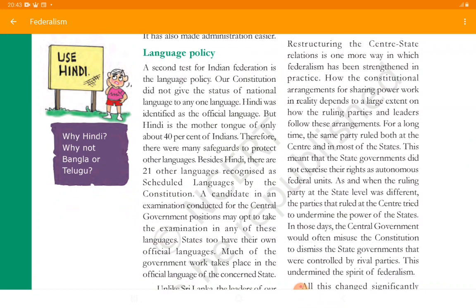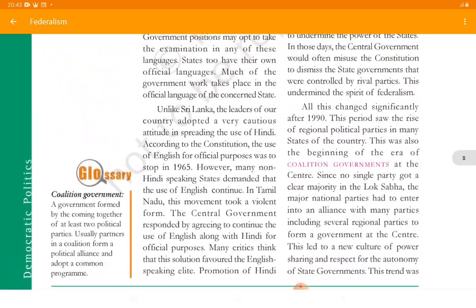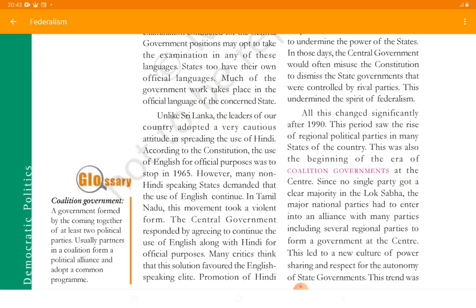There are 21 other languages recognized as scheduled languages by the Constitution of India. A candidate in an examination conducted for central government positions may opt to take the examination in any of these languages. It is his or her choice in which language to give the paper. So we do not say that Hindi is the official language. That is also one of the major things of federalism, that no one language is given special priority. Much of the government work takes place in the official language of the concerned state.